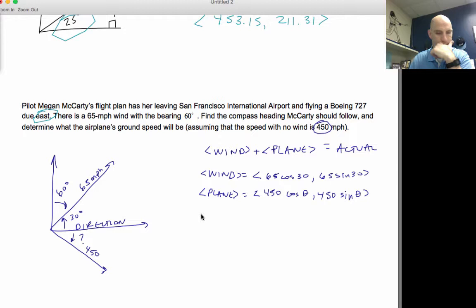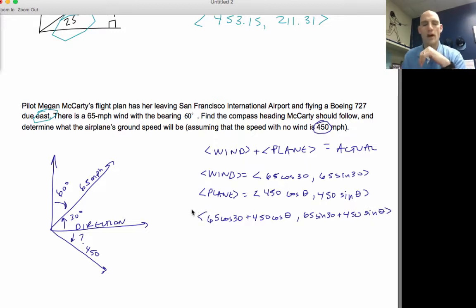Okay. I have 65 cosine 30 plus 450 cosine theta, comma, 65 sine 30 plus 450 sine theta. Well, what have I just done there? Right now, I've just figured out what the actual is going to be. So factoring in the wind and the direction that the plane is going, I figured out where I'm actually going to go. Well, here's the thing. I actually want it to equal due east.